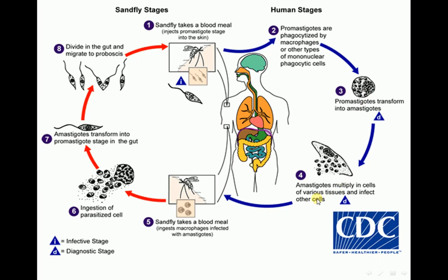Amastigotes multiply in the cells of various tissues and infect other cells. When the sandfly takes a blood meal, it will take this larval stage, amastigote. Then ingestion occurs, and this larval stage converts to promastigote in the gut, divides in the gut and migrates to the proboscis, and the life cycle repeats.